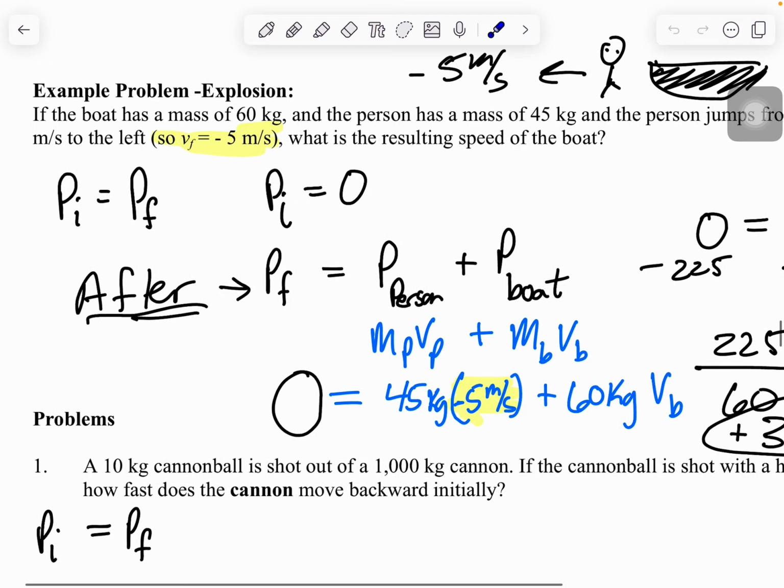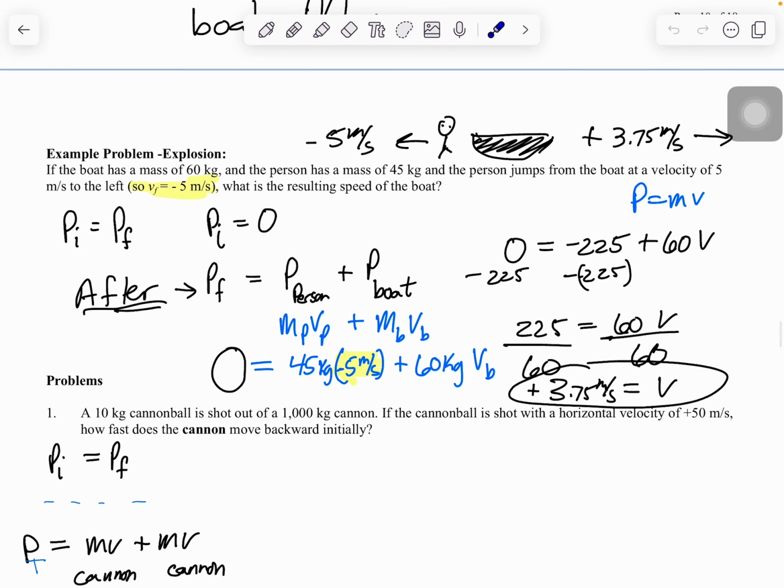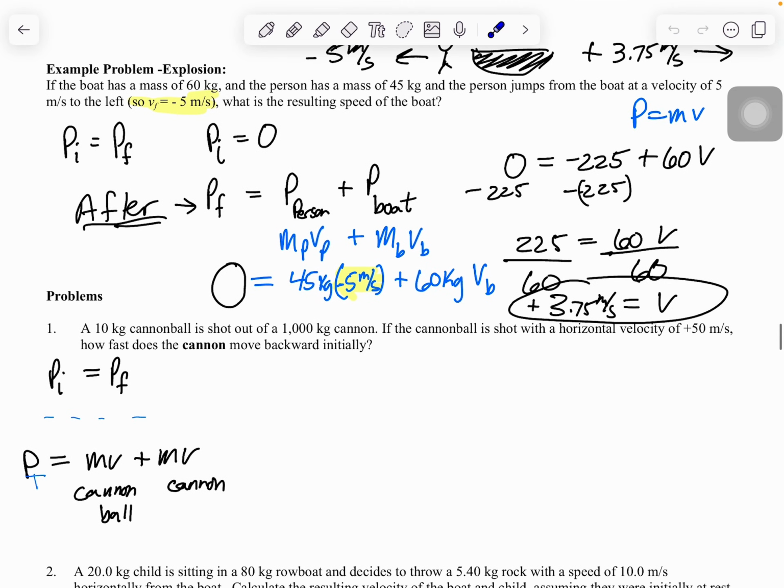We did a little example problem in class. And now I would like to do one more problem, maybe 2, and then give you some answers so that you can try a bunch and check your work. Okay, so let's go ahead with this one. We have a 10 kilogram cannonball. It's shot out of a 1,000 kilogram cannon. If the cannonball is shot with a velocity of 50 meters per second, how fast does the cannon move backward, right? So the cannon is going to recoil in the backward direction, and that's what we're looking for, to see how much that moves.